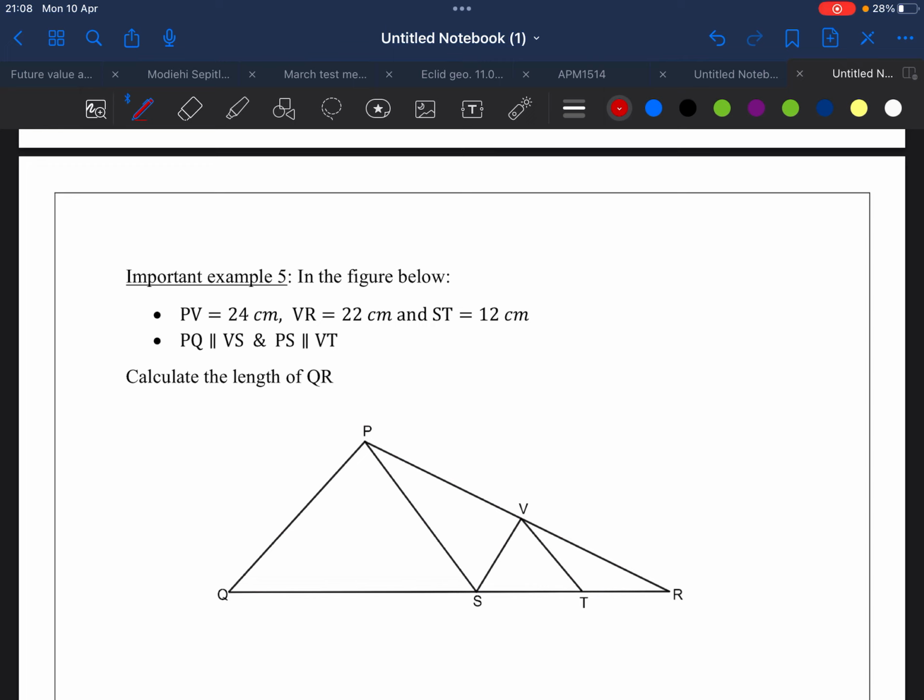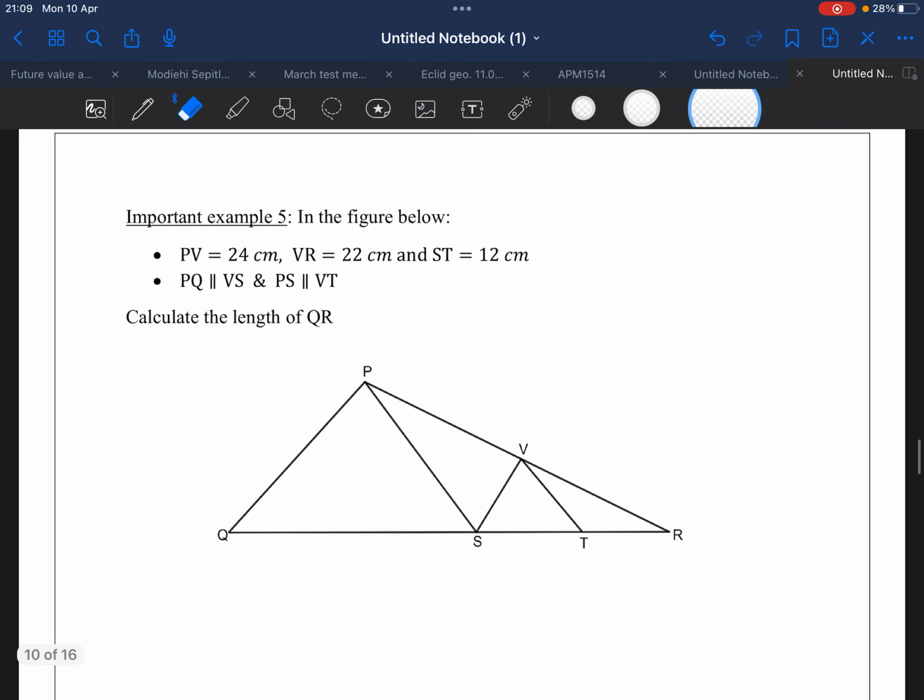I think this one is nicer because we have more triangles. In the figure below, PV is equal to 24 centimeters, VR is equal to 22 centimeters and ST is equal to 12 centimeters. We are also given that PQ is parallel to VS and PS is parallel to VT. We want to calculate the length of QR.